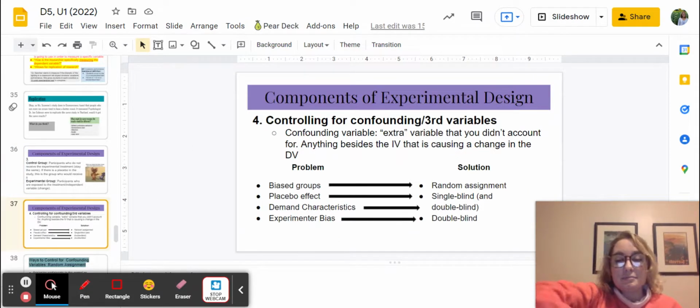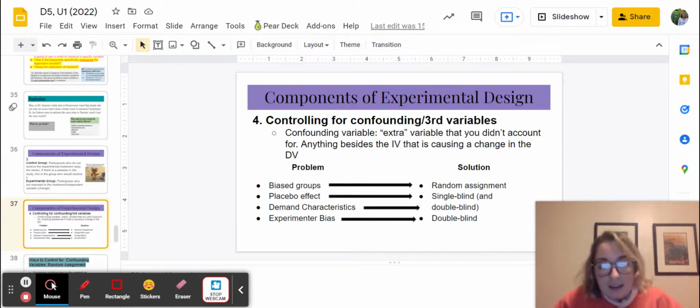Okay, then another important component of experimental design is controlling for confounding or third variables. And remember, yesterday we talked about that issue of the third variable problem, in which originally it looked like eating ice cream was causing sunburns, but we realized there was this third or confounding variable in the background that was actually causing that relationship, which was the sun, or it being a hot summery day, right?